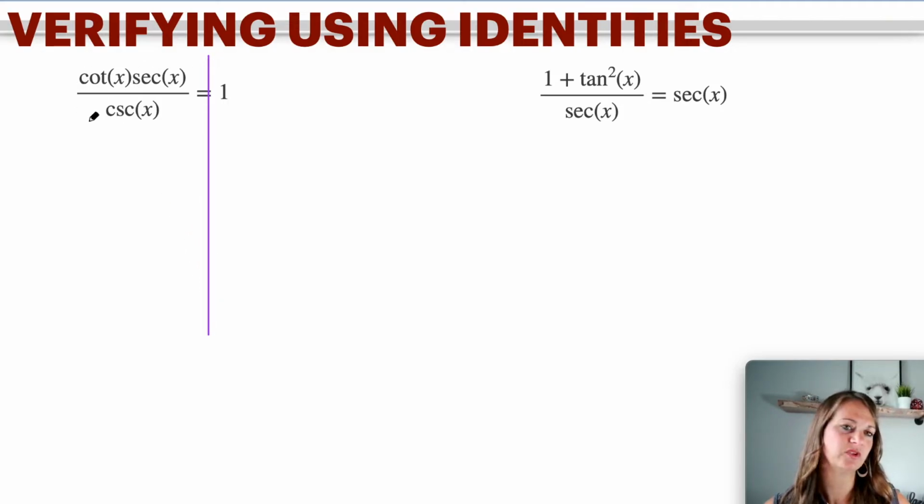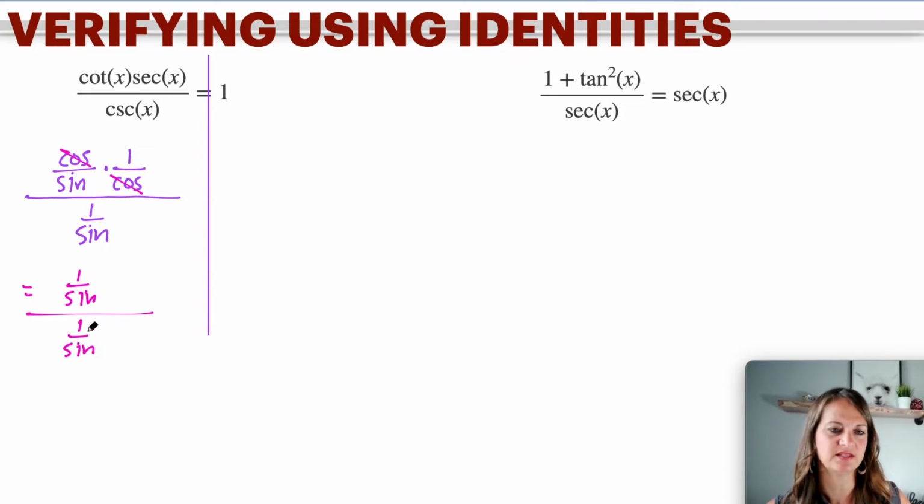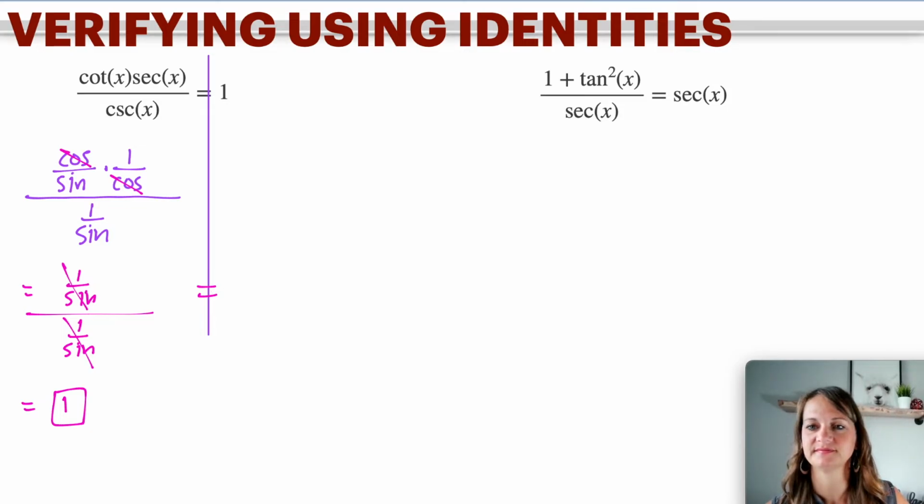In this one, I'm going to go ahead and put everything into sines and cosines. And let's see what cancels. Cosine divided by cosine cancel. And so I'm left with 1 over sine in the numerator and 1 over sine in the denominator, which cancels each other, leaving me with 1, which has verified the other side.